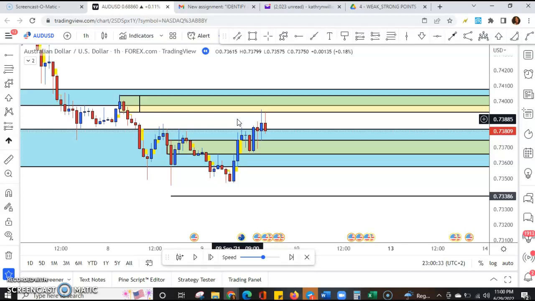Sorry, I don't mean to make it so long, but I really wanted to show you the step-by-step process from start to finish: the analysis, marking up the zones, what I'm looking for, and taking the entry when it gets back to a zone. And yeah, that's pretty much it.